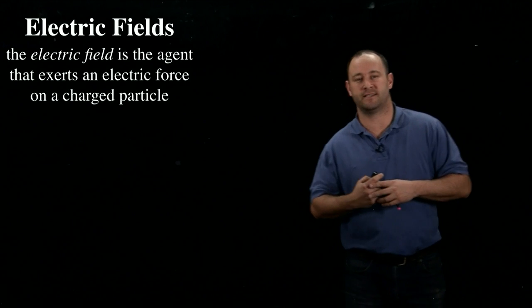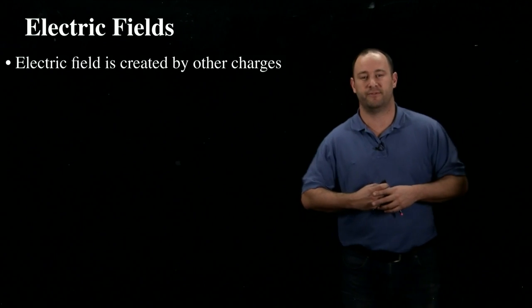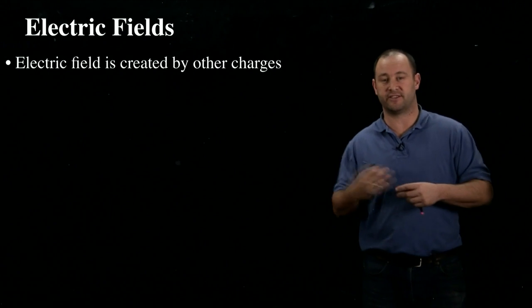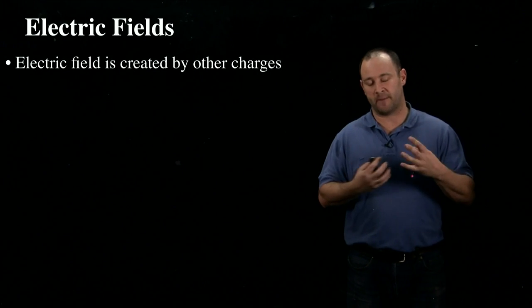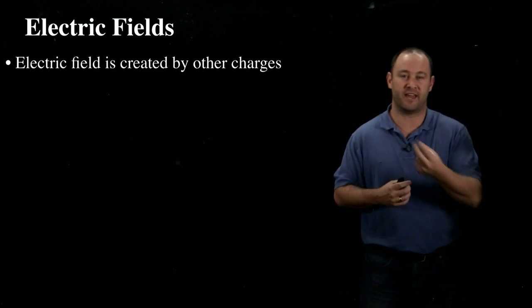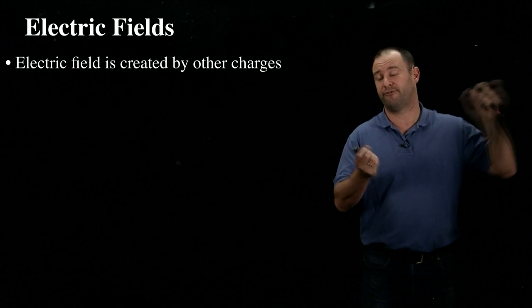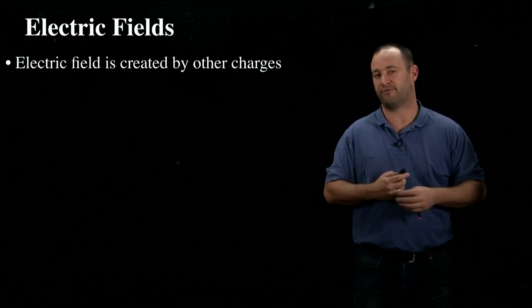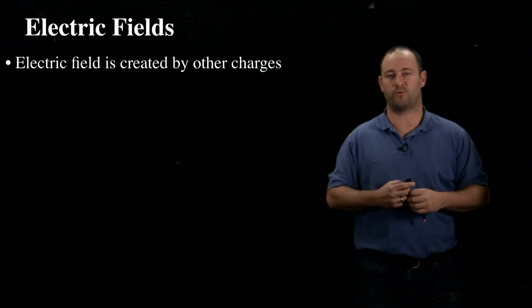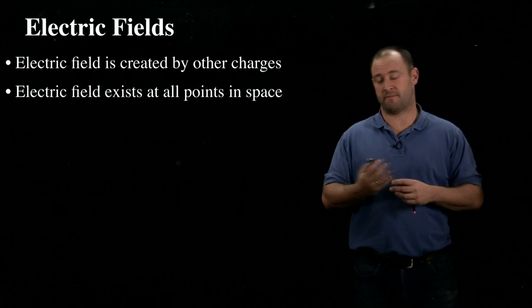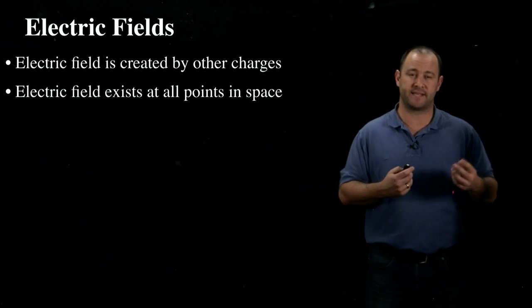So let's formalize that a little bit more. Just a couple of little things. Electric fields are created by other charges. If I have a charge sitting there in space, this exerts a force on another charge, and this force is mediated by the electric field, and we'll draw electric fields in various ways shortly as well. Electric fields, as I mentioned, exist in all points in space.